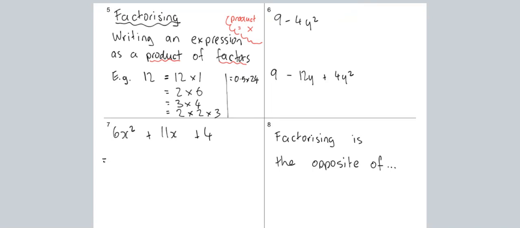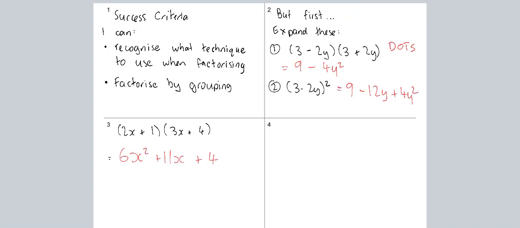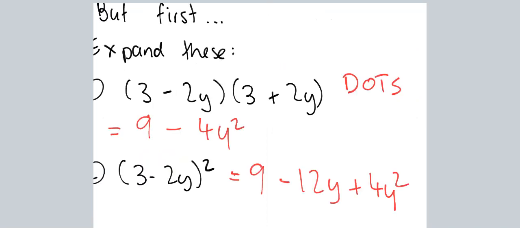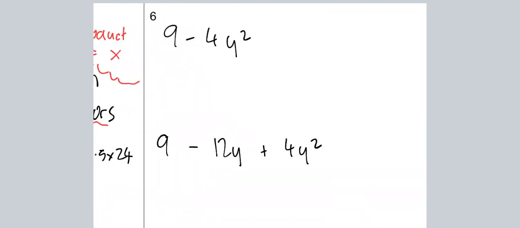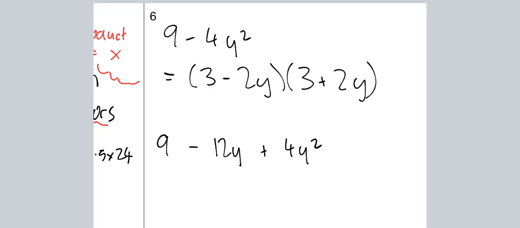So 9 minus 4y squared is in fact the same as the answer here. Yeah? So if I go backwards, I can write 9 minus 4y squared as 3 minus 2y multiplied by 3 plus 2y.